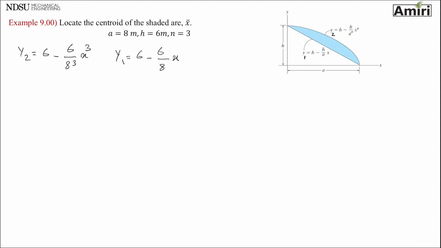Okay. It's only asking for x bar. X bar is going to be the integral of x tilde dA over the integral of dA. X tilde is the centroid of the area element, which is measured to the y-axis. Okay, so let's find that one first. To do that, I need an element of area.